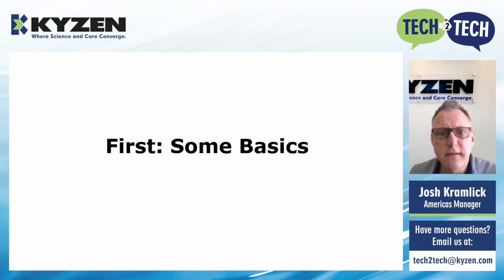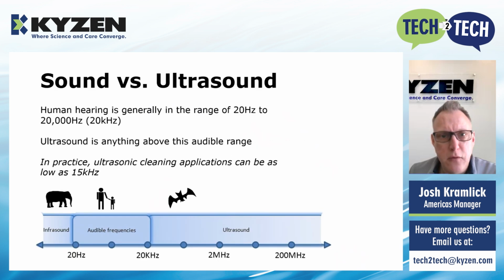So first, some basics. Let's talk about sound versus ultrasound. I think most folks generally understand this, but human hearing is typically in the range of 20 hertz to 20,000 hertz, or 20 kilohertz, and ultrasound is typically considered anything above this audible range. In practice, however, ultrasonic cleaning applications can actually be as low as 15 kilohertz, especially those utilizing older magnetostrictive technology as opposed to piezoelectric technology.